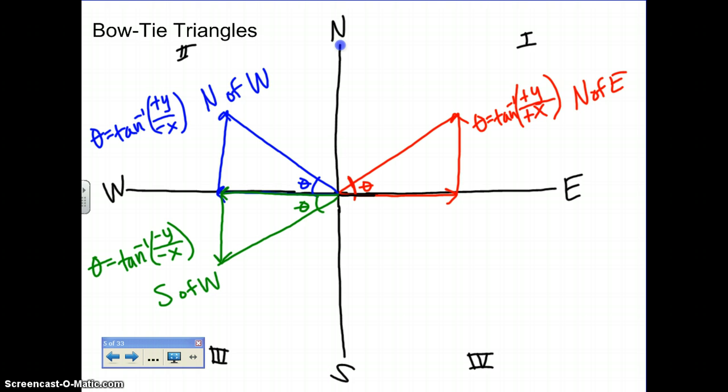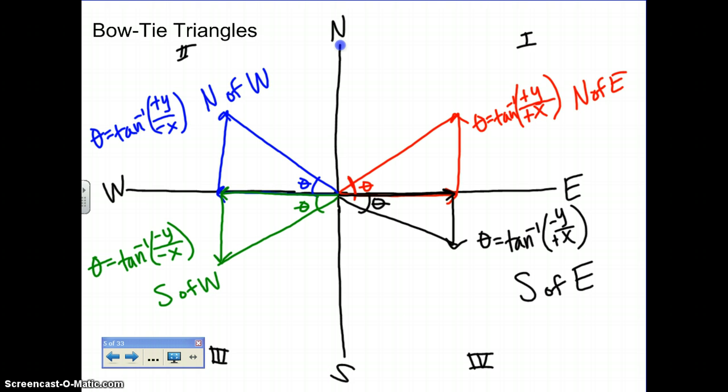Okay, the fourth quadrant. You're going to go east and then you're going to go south. Draw in your resultant line, place theta appropriately. So this is going to be inverse tan of, and you know it's y over x, but let's apply our signs to it. What about your x, guys? X is positive. What about your y? Y is negative. Okay, so how are you traveling here? Which vector was drawn second? It was your south vector that was drawn second. So you're moving south of east if you draw a bow tie triangle in the fourth quadrant.